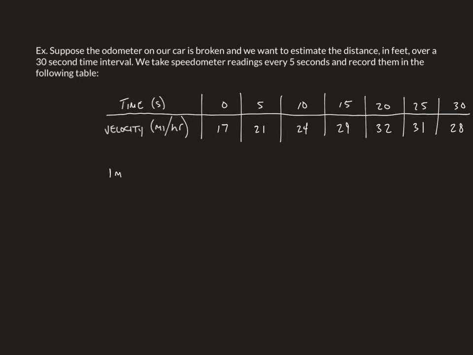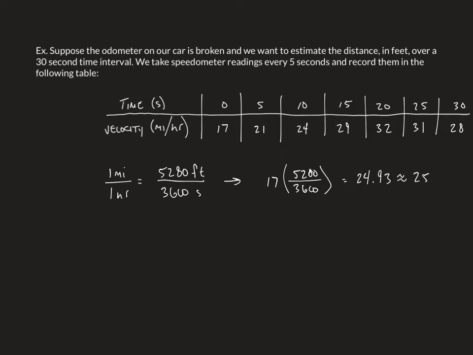So we know that 1 mile per 1 hour would be the same thing as 5,280 feet over 3,600 seconds. So what we're going to do is take that 5,280 over 3,600 and multiply that by each of our values. So 17, for example, gives us 24.93. We're estimating, so let's say approximately 25. So I'm just going to replace this with a 25, and then do the same thing with all these other numbers.